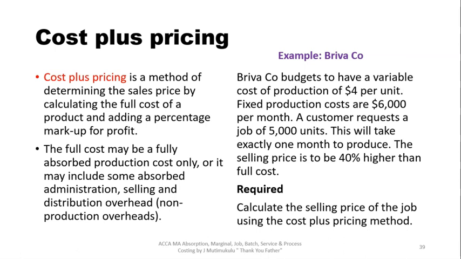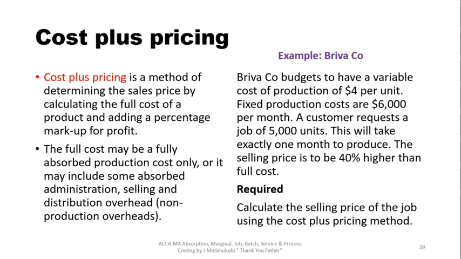Brivacor budgets to have a variable cost of production of $4 per unit. Fixed production costs are $6,000 per month. A customer requests a job of 5,000 units. This will take exactly 1 month to produce. The selling price is to be 40%. So calculate the selling price of the job using the cost plus pricing method.